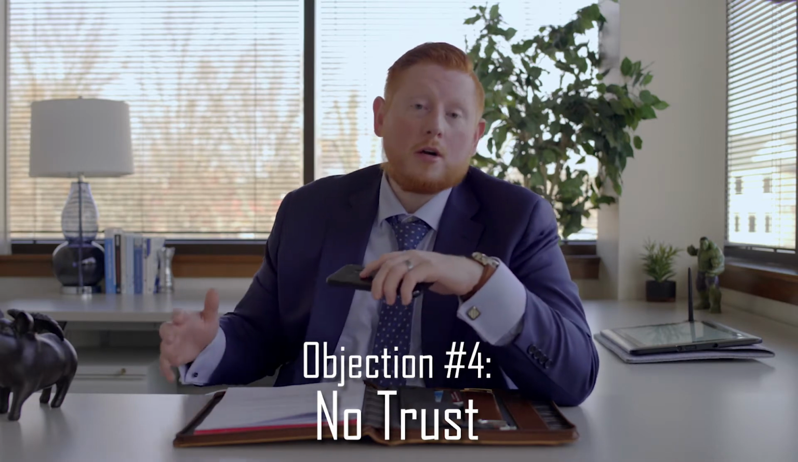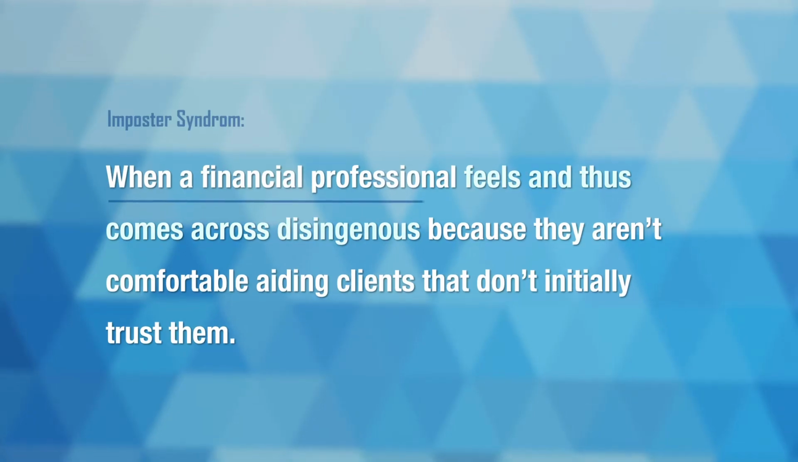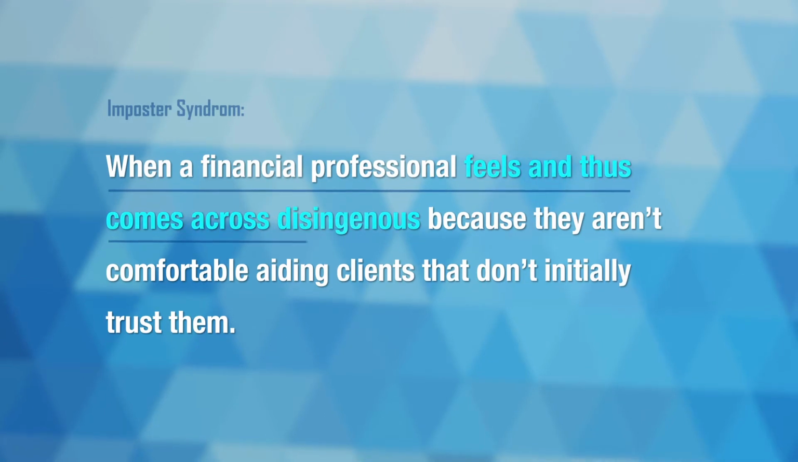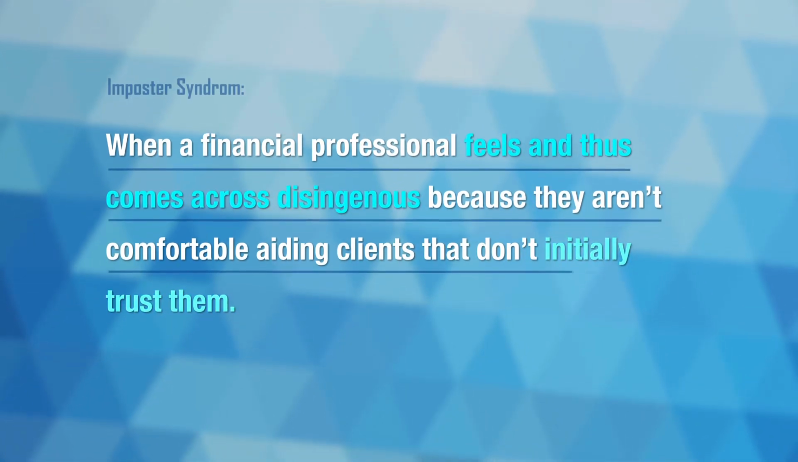The fourth objection is "no trust," and it's by far the hardest to overcome for new reps and agents, as a lot of new agents and reps carry what we call imposter syndrome. That's when a financial professional feels, and thus comes across, disingenuous because they aren't comfortable aiding clients that don't initially trust them. But if you feel this way, just remember you are a professional, you are licensed to talk about insurance and financial services, and you always have managers and other mentors to help you.